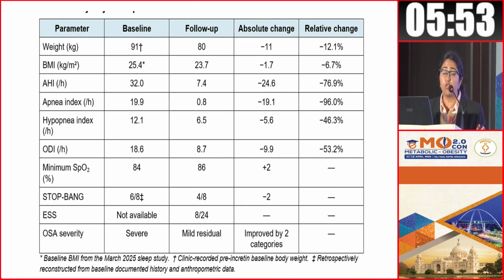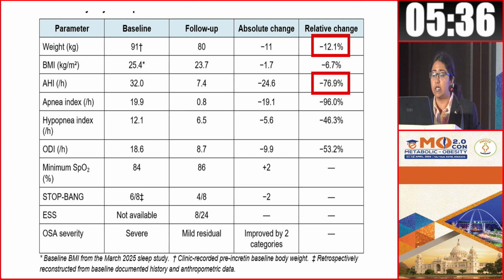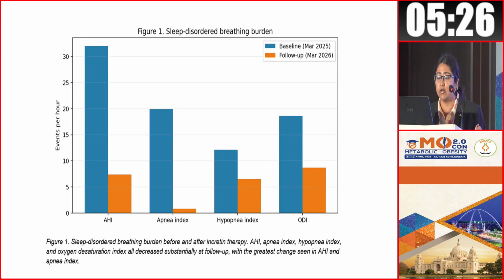This is a chart which shows the decrease in body weight, which was moderate, 12%, and the corresponding BMI change of 6.7%, which led to a profound decrease in the apnea-hypopnea index of 77%. The apnea index also decreased by 96%, the hypopnea index by 46%, and the oxygen desaturation index decreased by 53%.